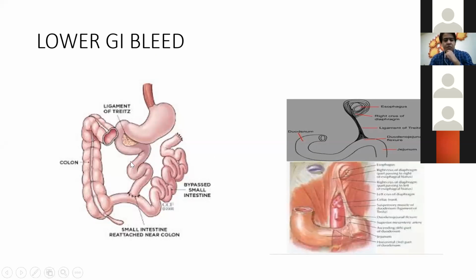I mean, usually you may think that the lower GI bleed is maybe coming from the colon only, but it is not true. Lower GI bleed can come from the small intestine like the jejunum and the ileum, because proximal to this structure, the bleeding is known as the upper GI bleed, and distal to this, the bleeding is known as the lower GI bleed.